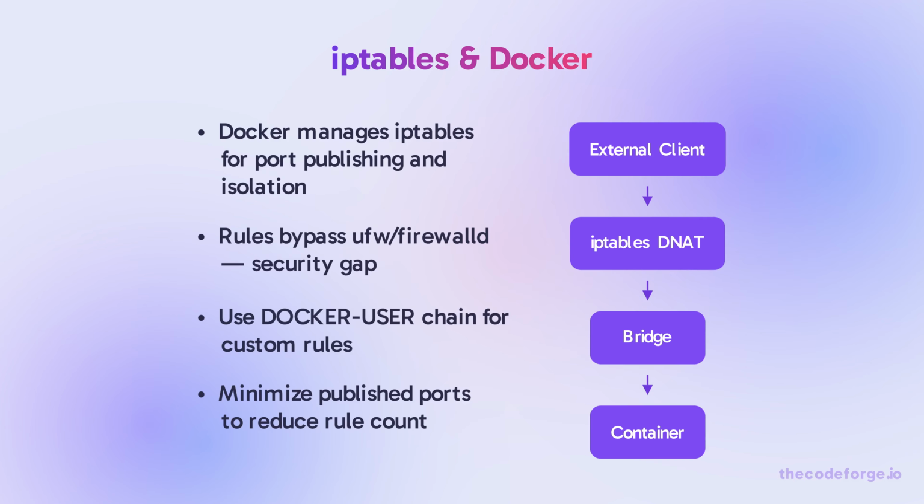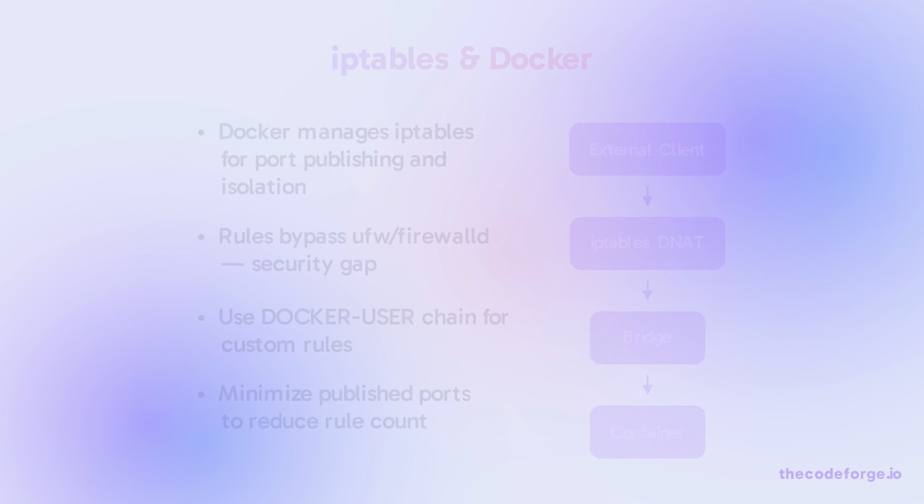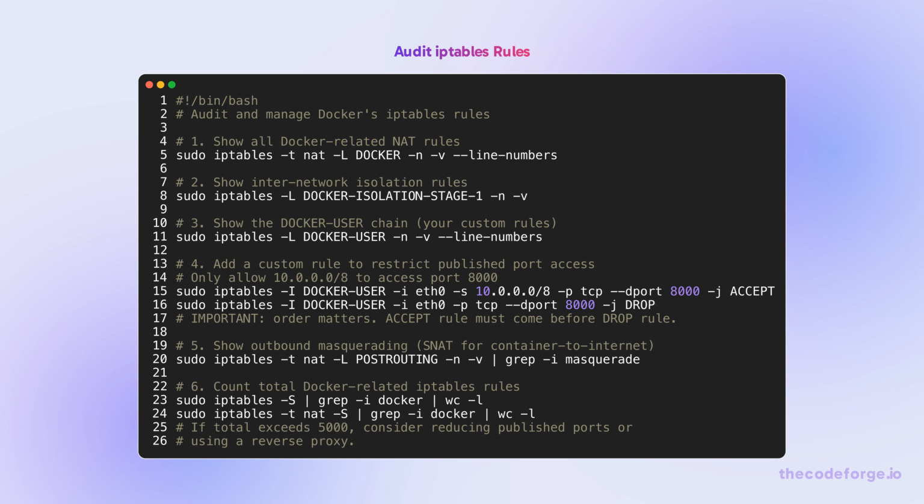Docker automatically manages iptables rules for port publishing, network isolation, and outbound masquerading. These rules bypass UFW and firewalld, creating a security gap. Use the DOCKER-USER chain for custom firewall rules. Use iptables commands to audit Docker's rules. The DOCKER-USER chain is where you add custom rules.